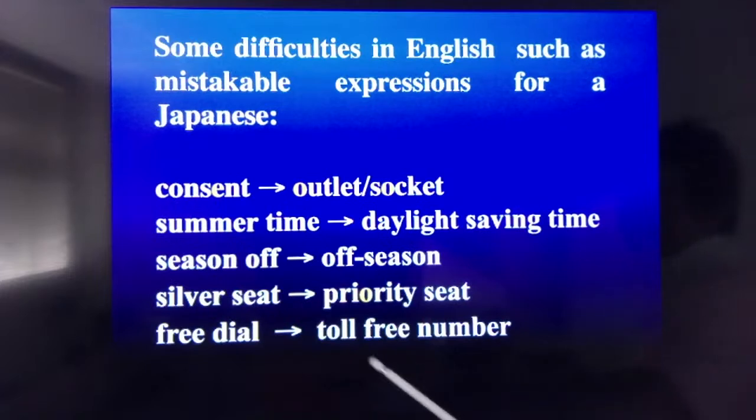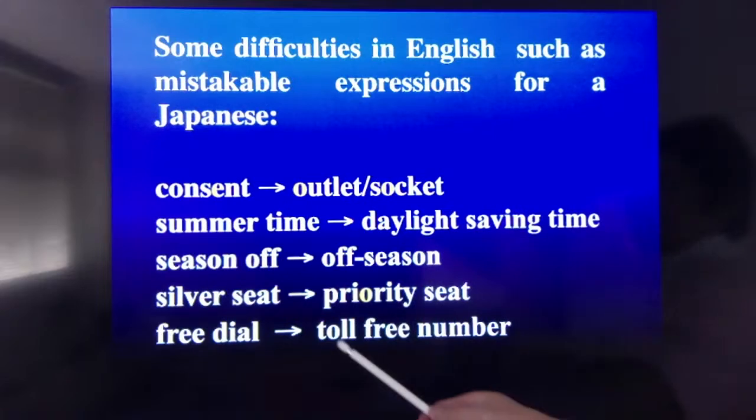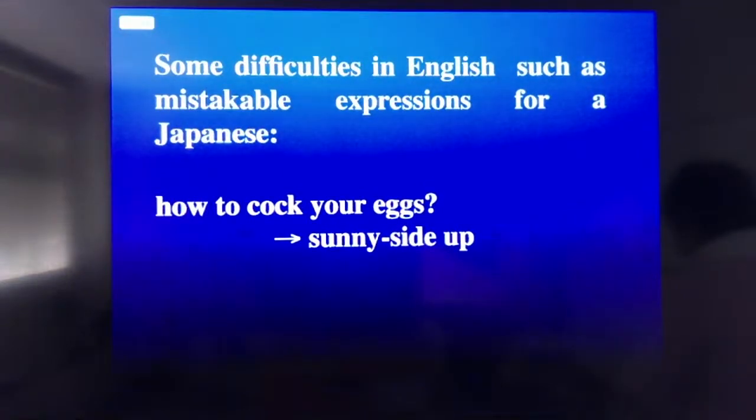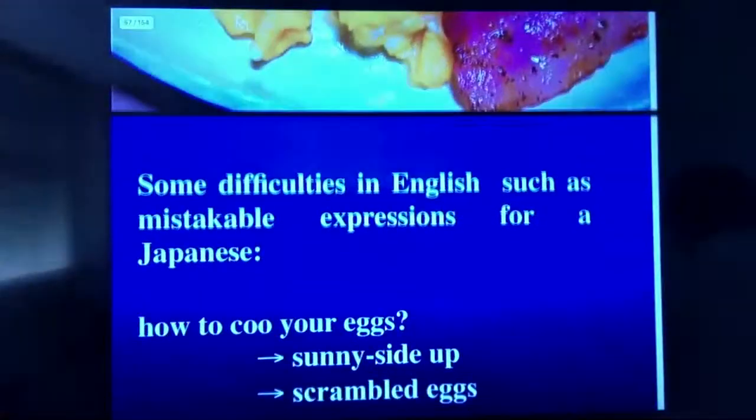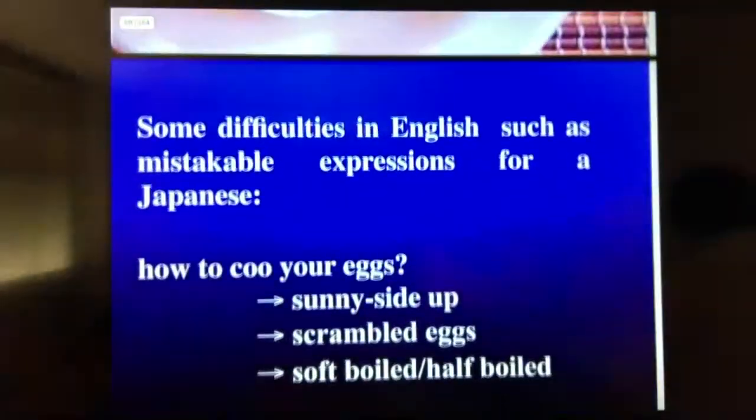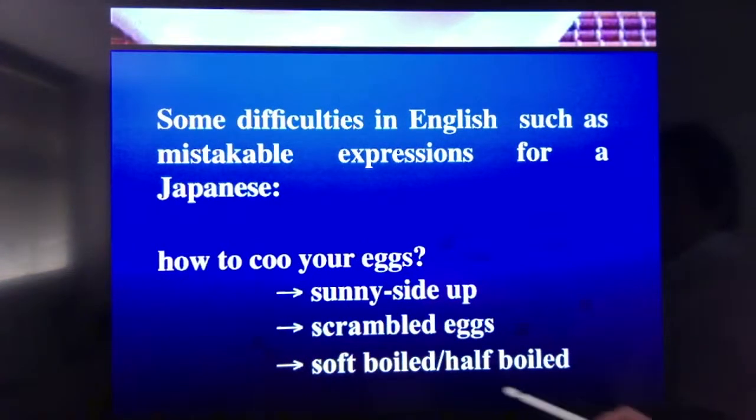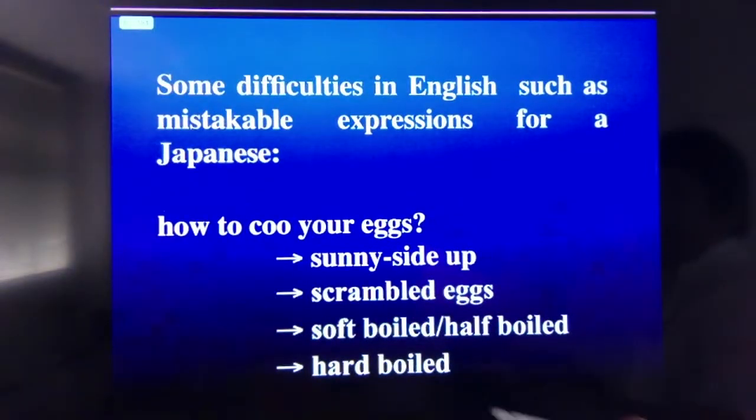Toll is also like ETC toll, highway toll, which in Japan is collected by the ETC system. How to put it? Sunny side up, this is coming from the sun, and scrambled, or soft boil, or maybe you call that half boil or soft boil. And of course, next one is hard boil. So you may call that hard boil. That is coming from cooking.